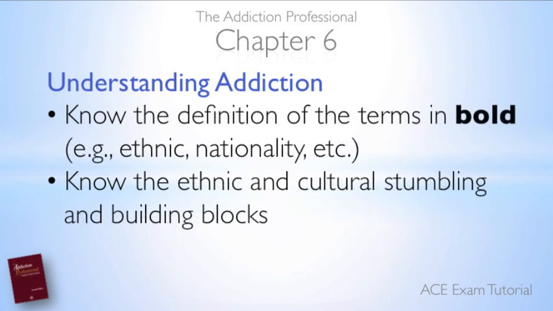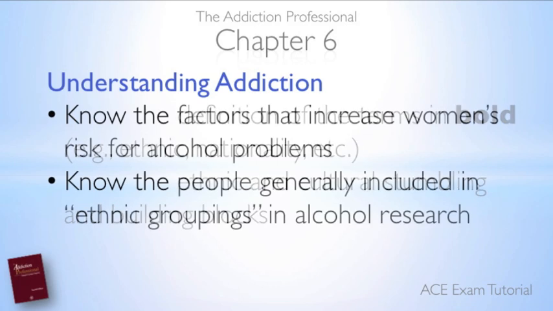In Chapter 6, know the definition of the terms provided: ethnic, nationality, race, minority, bigotry, prejudice, bias. Be able to distinguish between each one of those terms. Know the meaning of each one of those terms. And also know and be able to distinguish between ethnic and cultural stumbling blocks and building blocks.